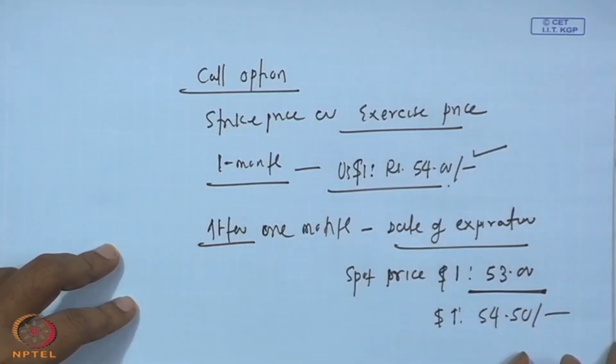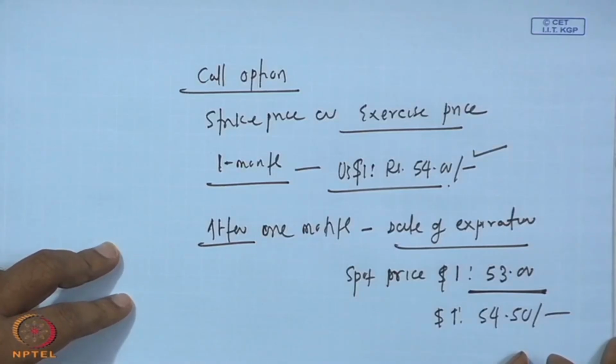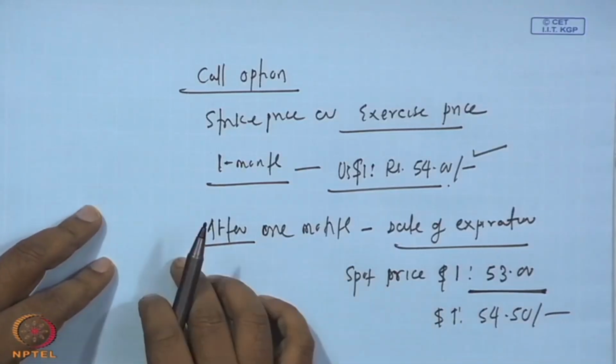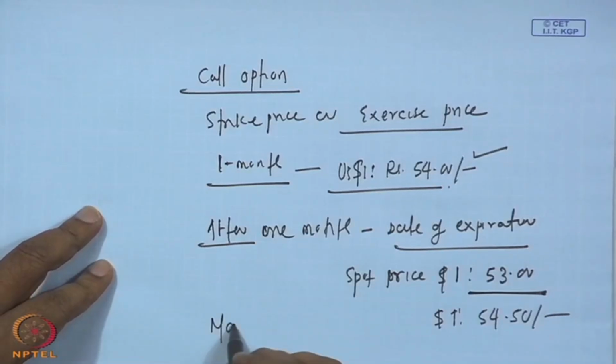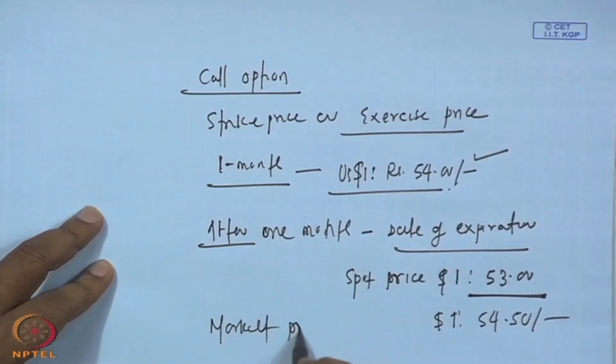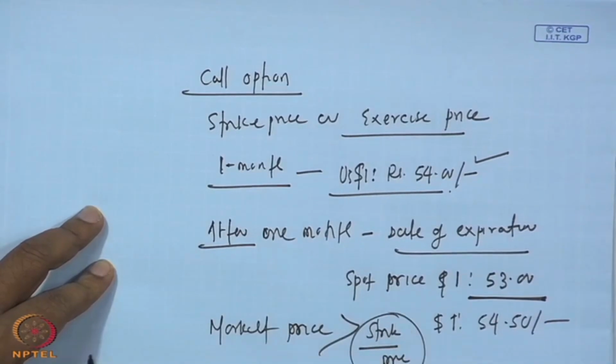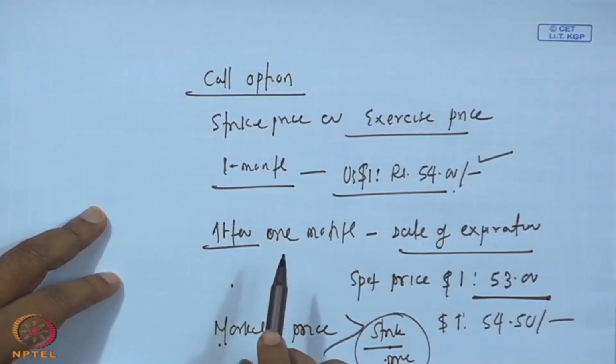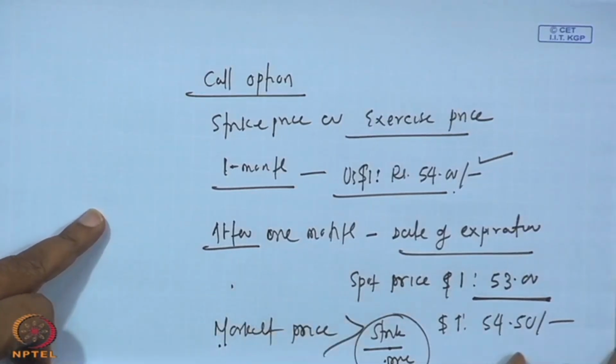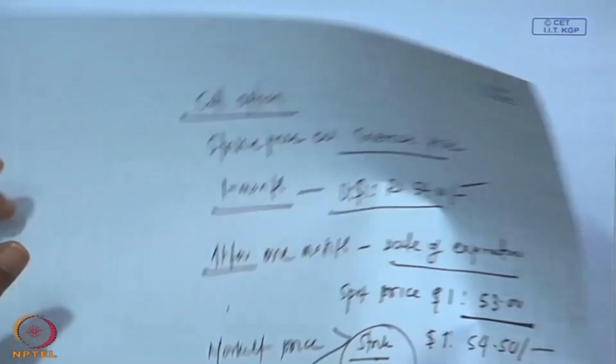When will the call option be profitable? When the market price is more than the exercise price. The call option is profitable when the market price is more than the strike price or exercise price. The price at which you sign the contract, if the market price is larger than that, then by exercising the option there is a profit for you. So the call option will be profitable when the market price at the date of expiration is more than the strike price.